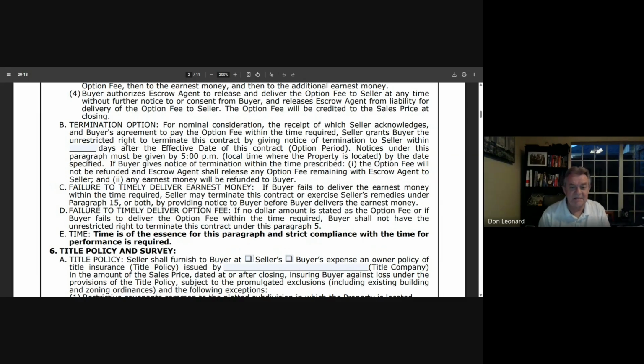And of course, like it says, notices mean in writing. Notices under this paragraph must be given by 5:00 p.m. local time where the property is located by the date specified. It used to be 11:59 p.m. They changed it because everybody sometimes waits until the last minute to negotiate the repairs. And so instead of making it 11:59, they made it 5:00 p.m. 11:59 was probably a dumb time, but the only dumber time is 5:00 p.m.